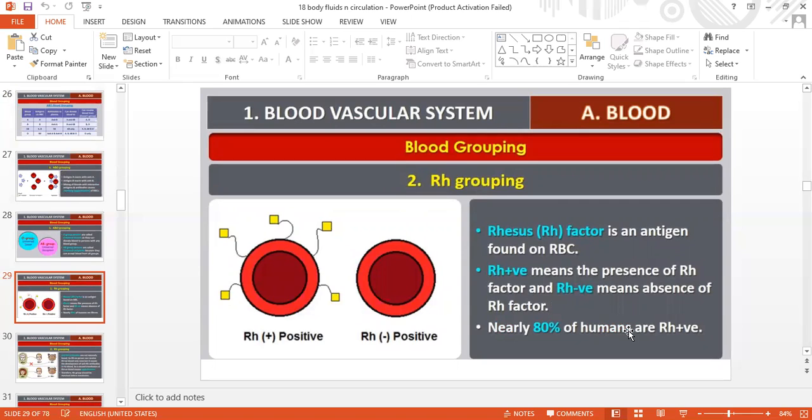Now let us talk about Rh grouping. Rh, rhesus factor, is an antigen that is found in RBC. There are two types of person. One is Rh positive and another is Rh negative. Rh positive means the Rh factor is present on the RBC, and Rh negative means the Rh factor is absent. 80% of humans are Rh positive.